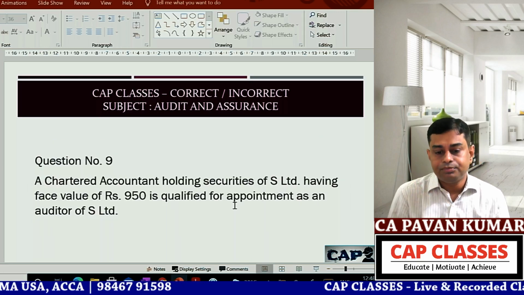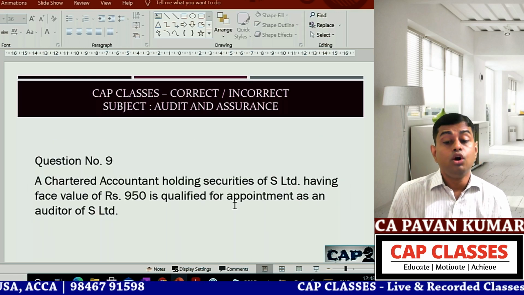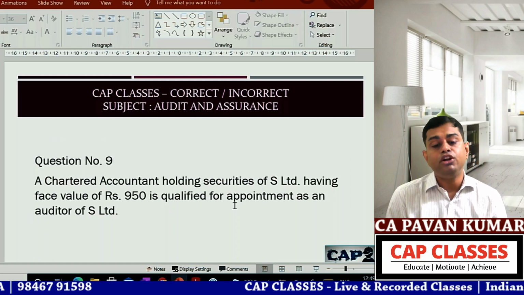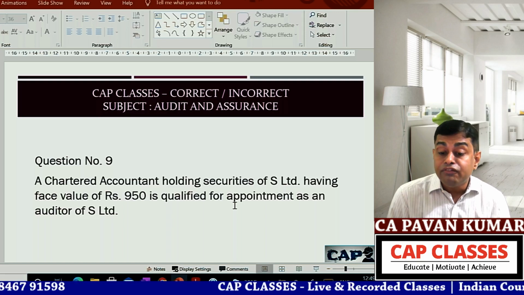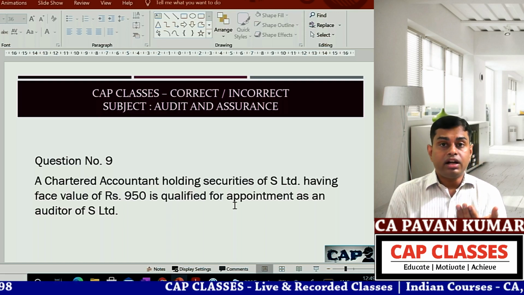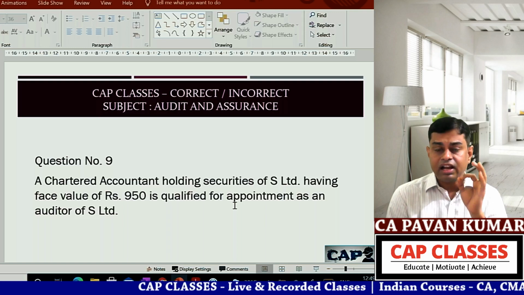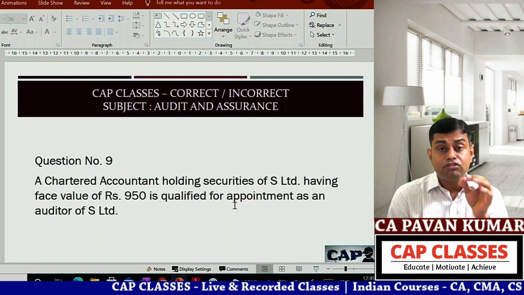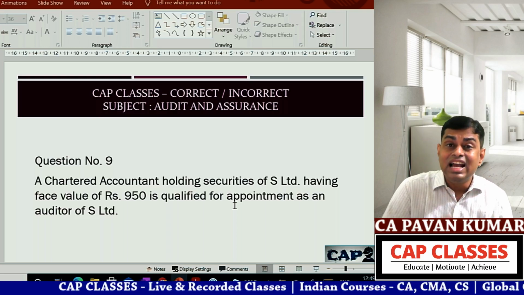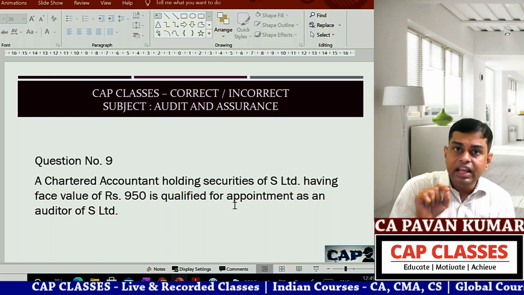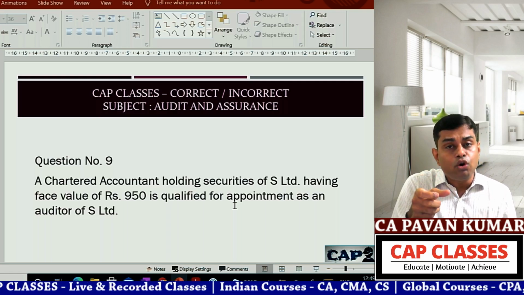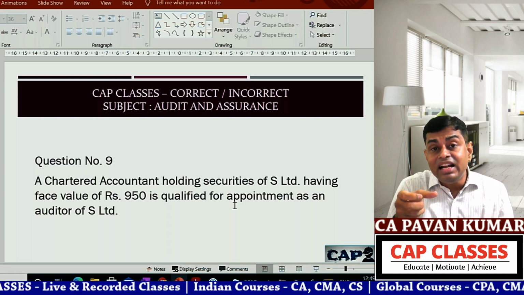Question number 9. A chartered accountant holding securities of S Limited having face value of 950 is qualified for an appointment. Are you kidding me? I told you already, even if you hold one share, a person is disqualified to be appointed as auditor of a company if he holds any shares, any securities giving voting rights, or any interest in the company.